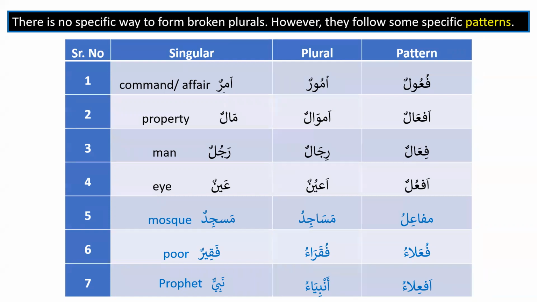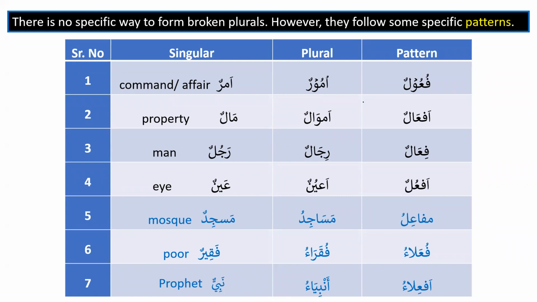For example, we have the word amrun, which means command or affair, and the plural is umurun, and it is on the pattern of fu'ulun. So umurun is on the pattern of fu'ulun. How do we know? We have dhamma, and then the next letter is sakin, and then in the end we have tanween. And here we have dhamma. The letter here is sakin, and then in the end we have tanween.